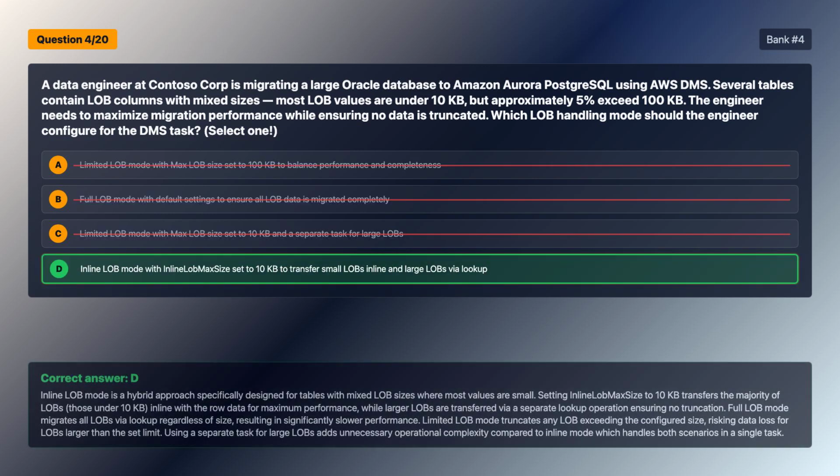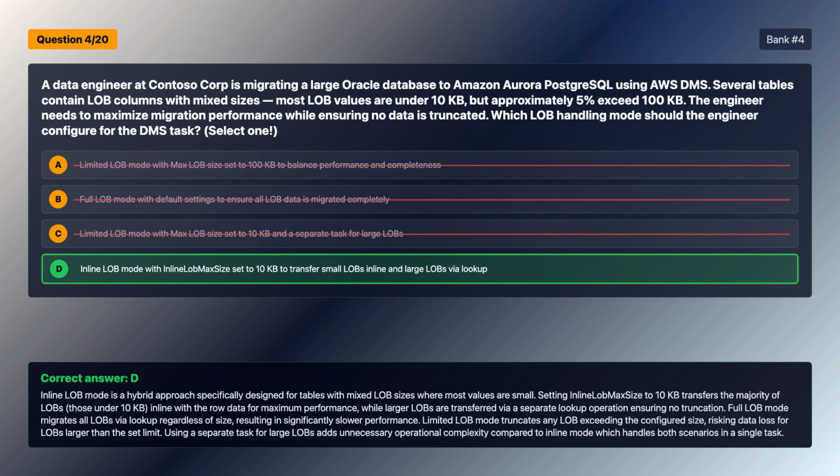The correct answer is option D. Inline LOB mode is a hybrid approach specifically designed for tables with mixed LOB sizes where most values are small. Setting inline LOB max size to 10 KB transfers the majority of LOBs, those under 10 KB, inline with the row data for maximum performance, while larger LOBs are transferred via a separate lookup operation ensuring no truncation.